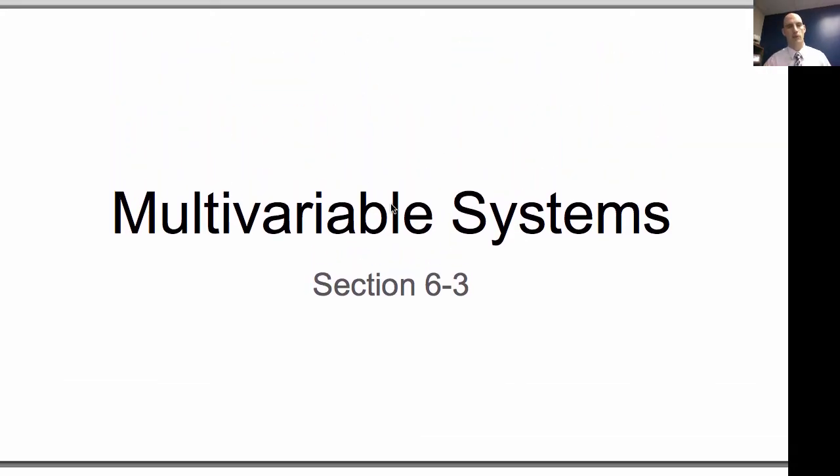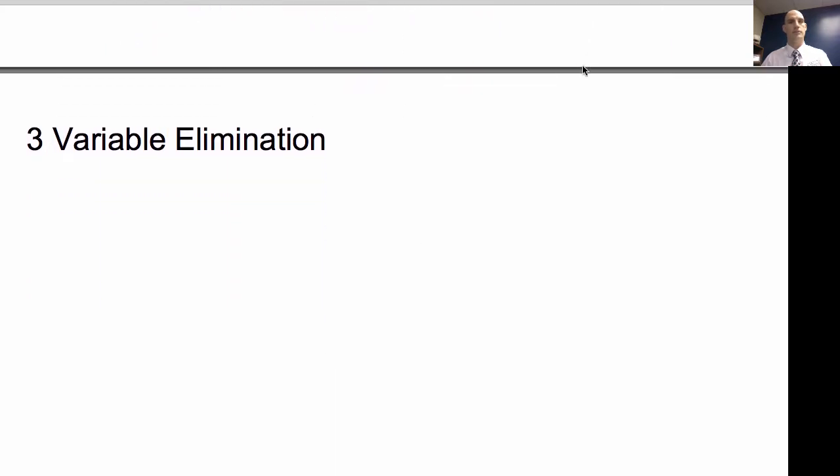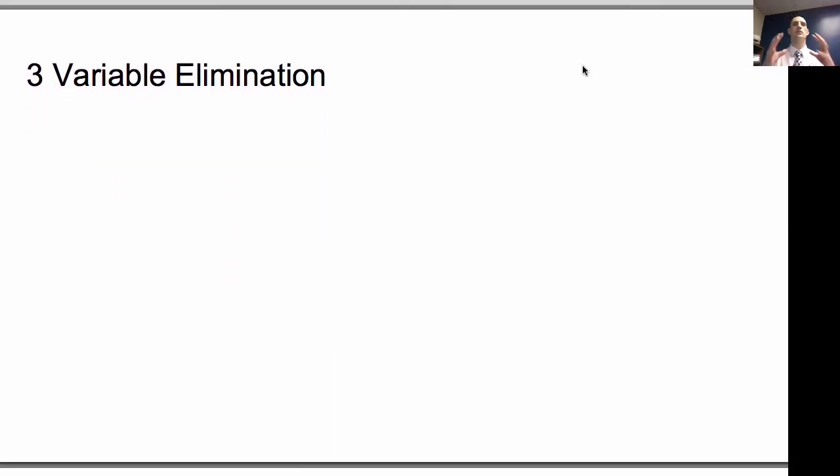This is section 6.3. What's involved in a multivariable system is, we've talked about two variable systems, and this is going to be one where we have three variables. So what we're going to be doing is a little bit of elimination and a little bit of back substitution. There's a couple of strategies involved here, and I'm going to generalize it for you.